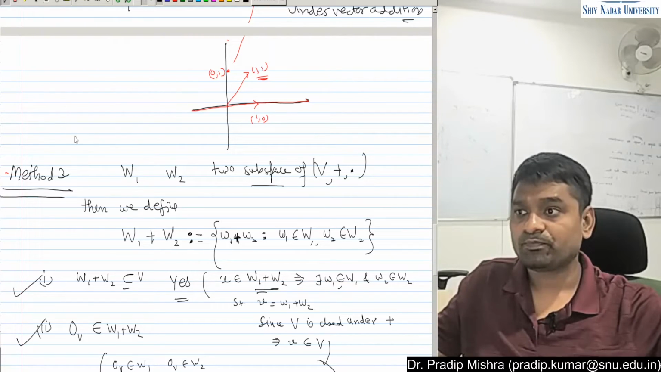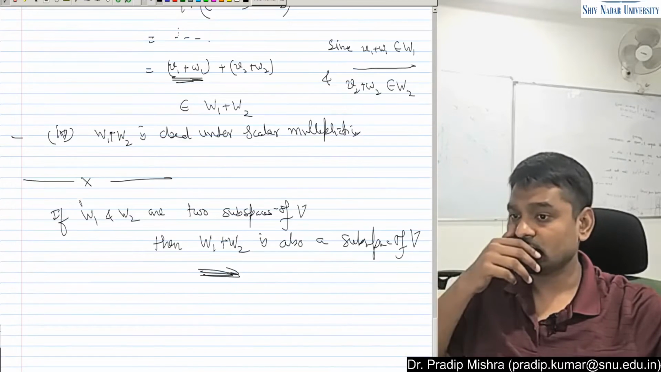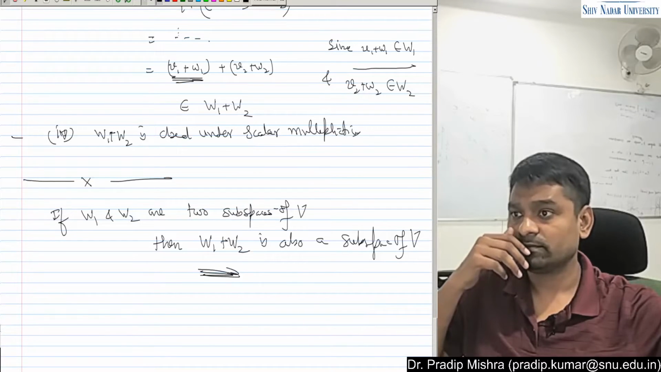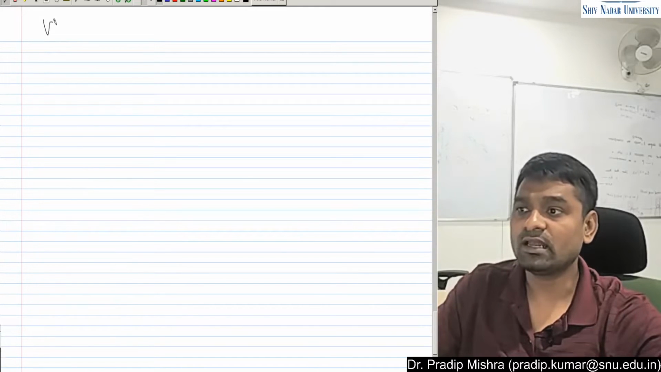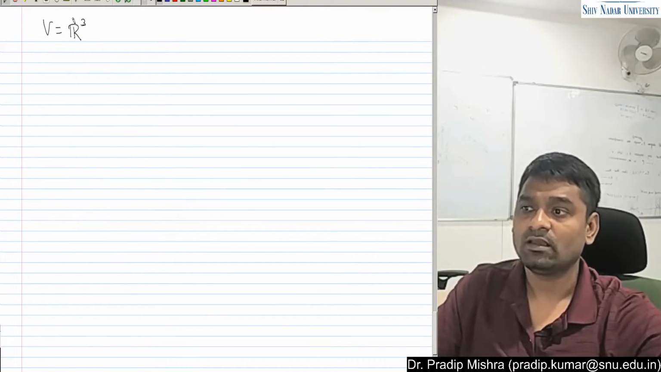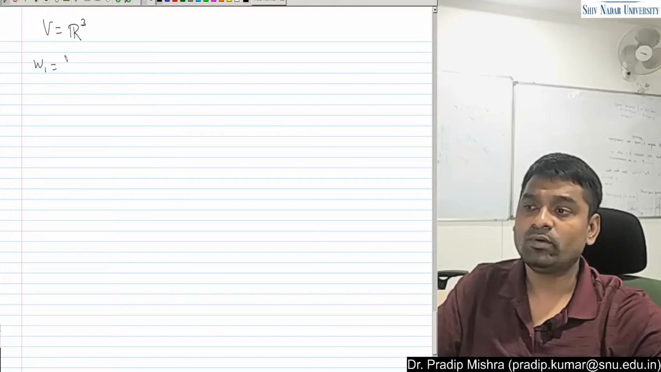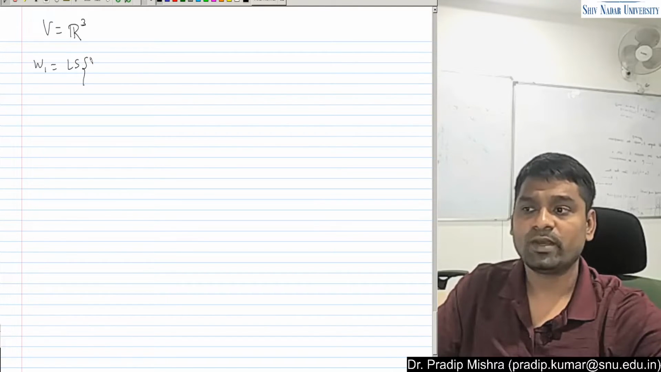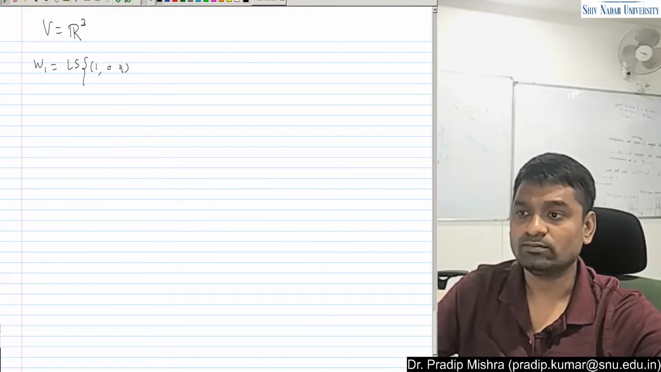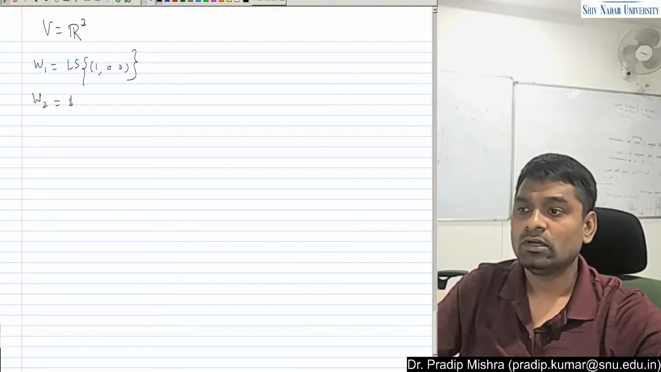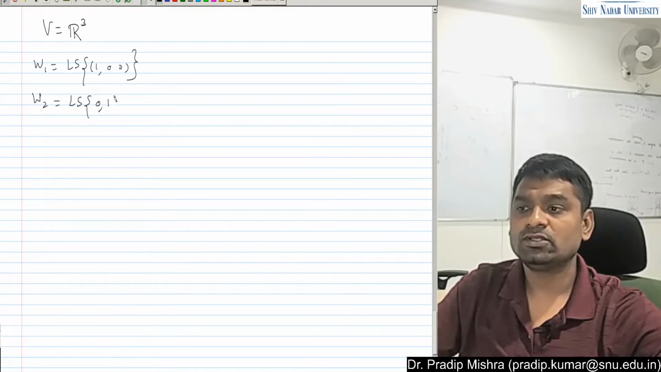Now let's do some examples. So let's work in R3. V is R3. Let us take W1 equal to the linear span of (1, 0, 0), and W2 equal to the linear span of (0, 1, 0).